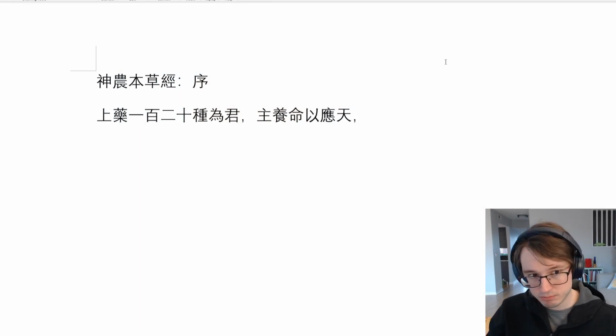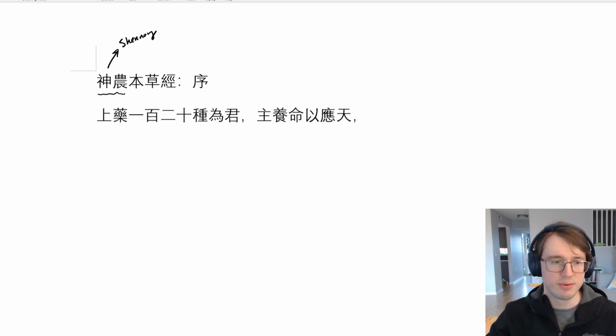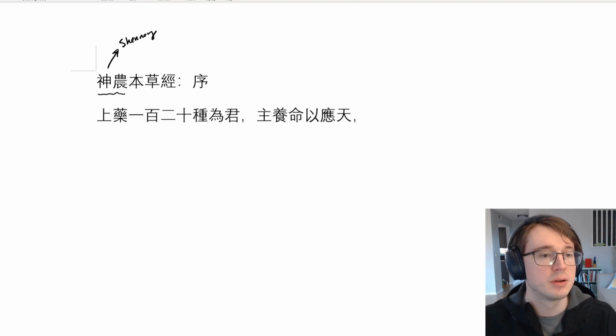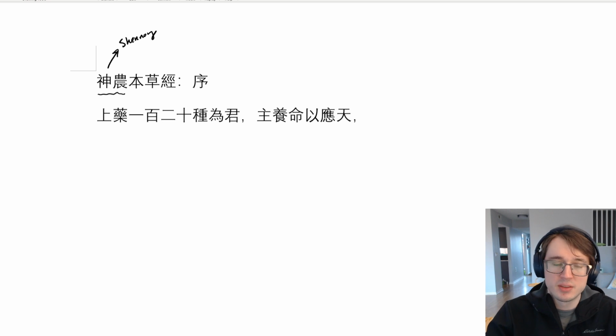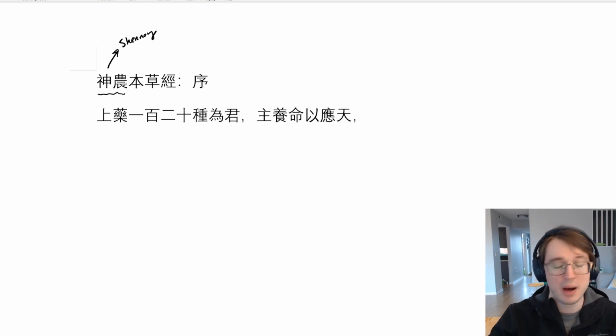Okay, so first off, I have the name of the text right here. So Shennong, these 2 characters here, this one literally means divine, and the second one means to farm or farmer. So these are Shennong. So he's the divine farmer. He's a pseudo mythological, perhaps maybe fully mythological person who gets credit for describing a variety of different substances, how they can or cannot be consumed, and what types of impacts they might have on the body.